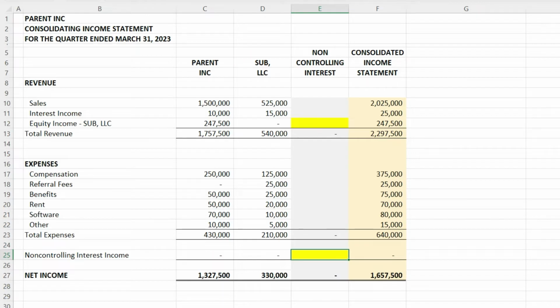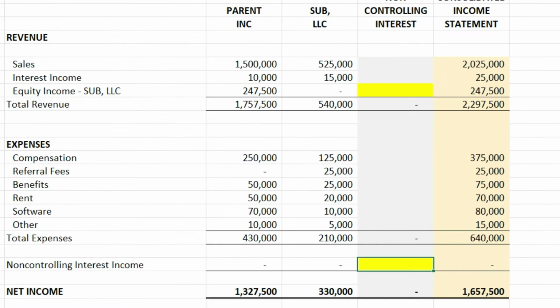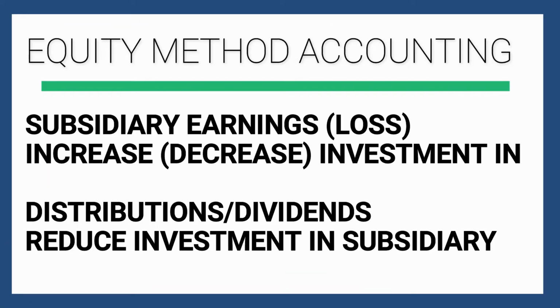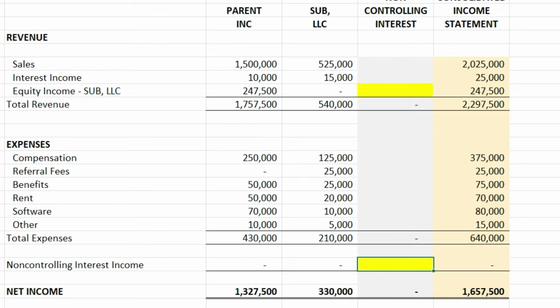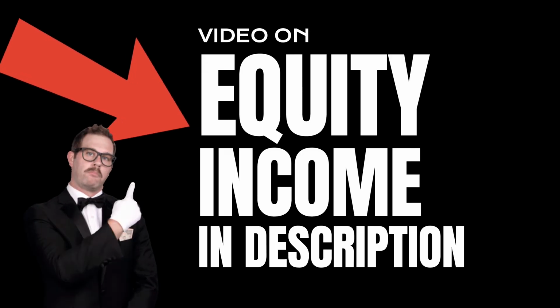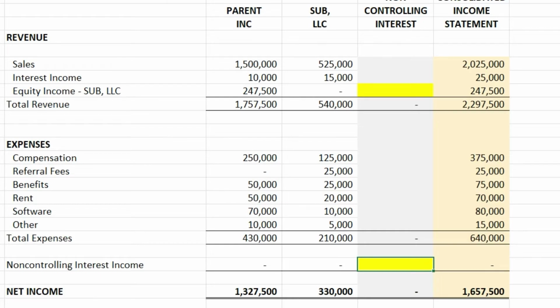Let's take a look at parent incorporated first really quick. You'll notice there's a line item equity income and sub LLC. We're using equity method accounting for parent incorporated's investment or ownership of sub LLC. If you're not familiar with equity method accounting, your investment in the subsidiary, you're recognizing your pro rata portion of their net income as equity income or revenue on your books, which then ultimately increases the investment on your balance sheet. The entry, assuming net income is positive, you're going to debit your investment on the balance sheet of the subsidiary, and you're going to credit equity income to recognize your portion of the earnings related to that investment.